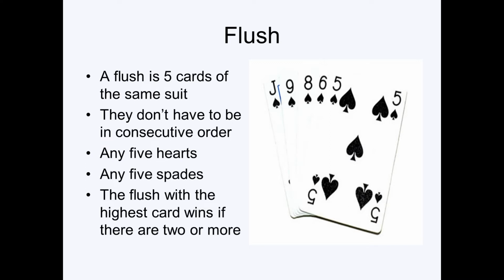So flush with the highest card wins. If they're tied, then we look at the next card. If they're tied, we look at the next card. If every card's the same, then it's a tie. But that's usually not going to happen. That rarely happens. Usually that'll happen in certain games with a straight maybe.